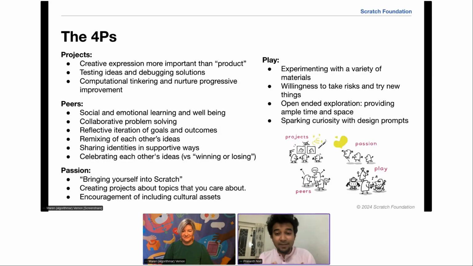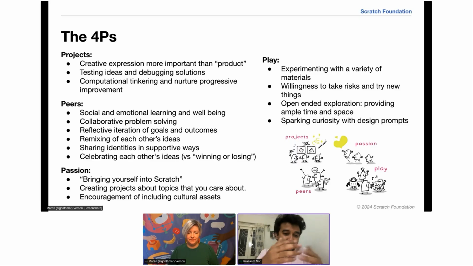And finally, play. Learning involves a lot of playful experimentation, trying new things, tinkering with new materials, testing the boundaries of their work, taking a lot of risks, failing, iterating again and again. So we recommend you read a resource called Coding at a Crossroads for greater understanding of this framework. It will be available in the slides if you want to refer to it later.